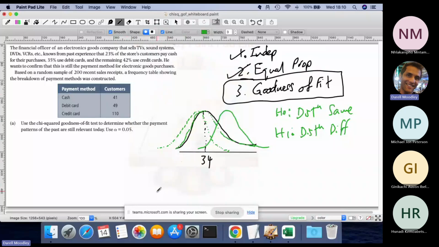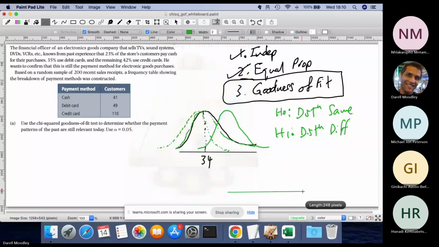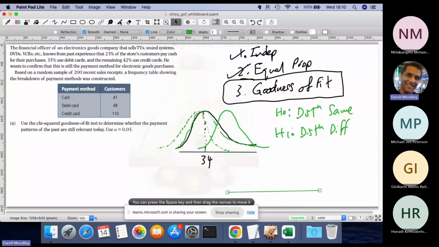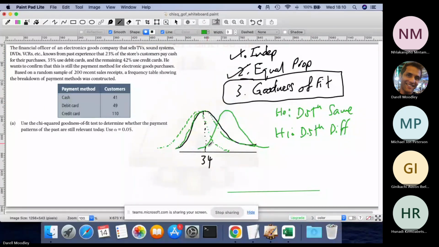So for instance, maybe before, let me just draw this. I'll draw the 3 methods here on a bar chart. Say we had cash, this bar, which is the lowest. Then you had debit card, which is slightly higher, 49. And then you had credit card, which is the highest, like 110. So that's what it was then. This is cash, this is debit card, this is credit card.